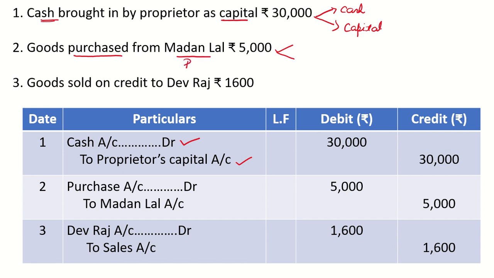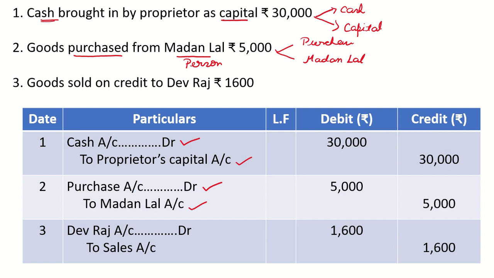So Madan Lal is a person here. So person comes in, personal account. Okay, so the two accounts are purchase account and Madan Lal's account. Here goods are being purchased. So debit what comes in? Purchase account debit. Now here the personal account rule is applied.